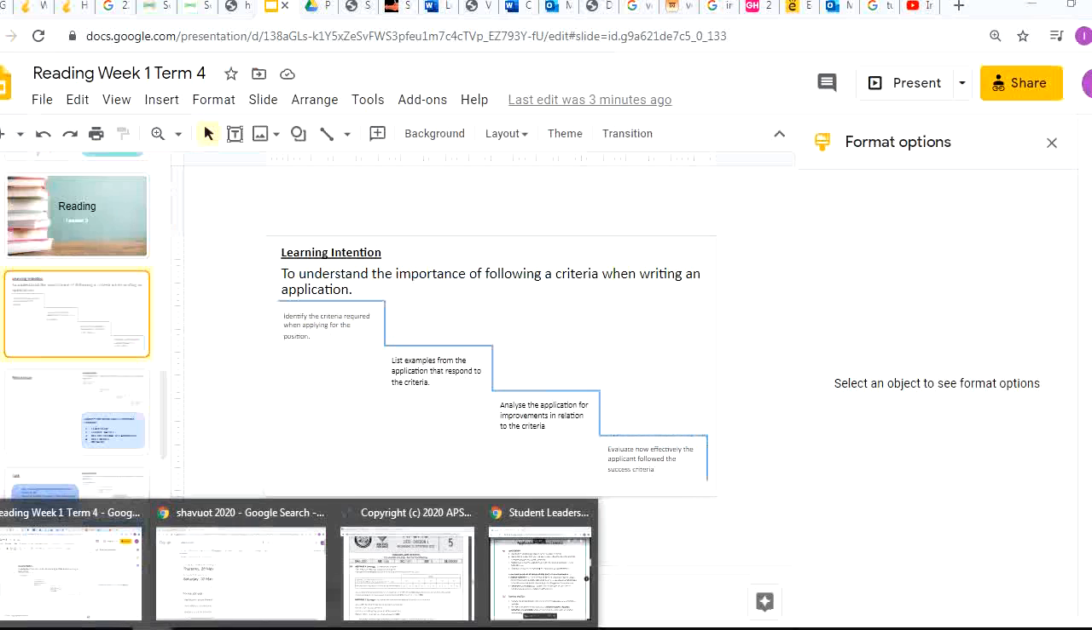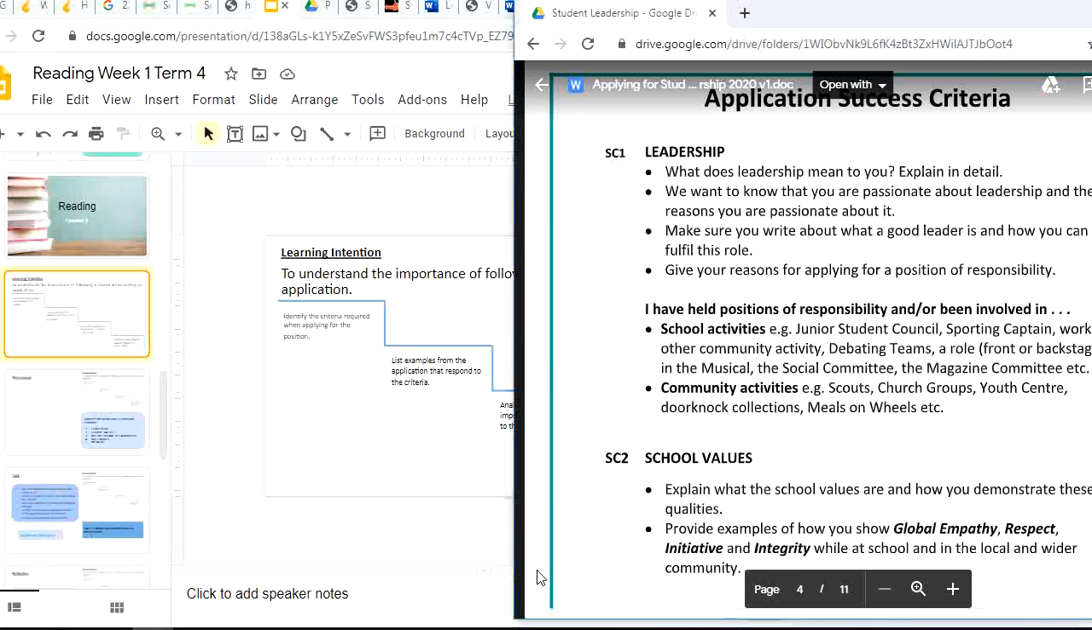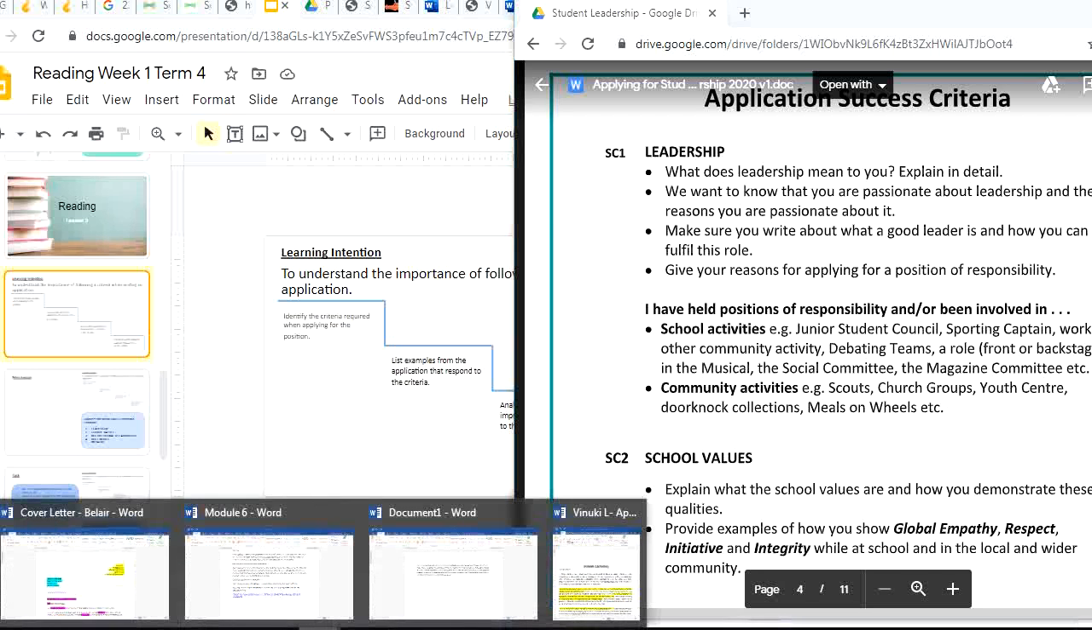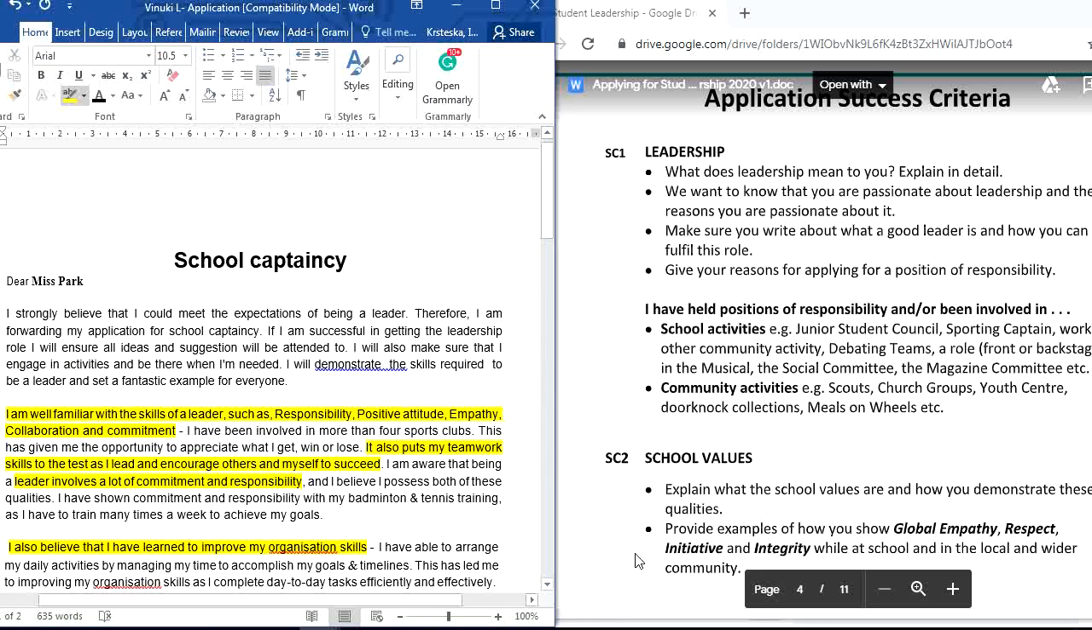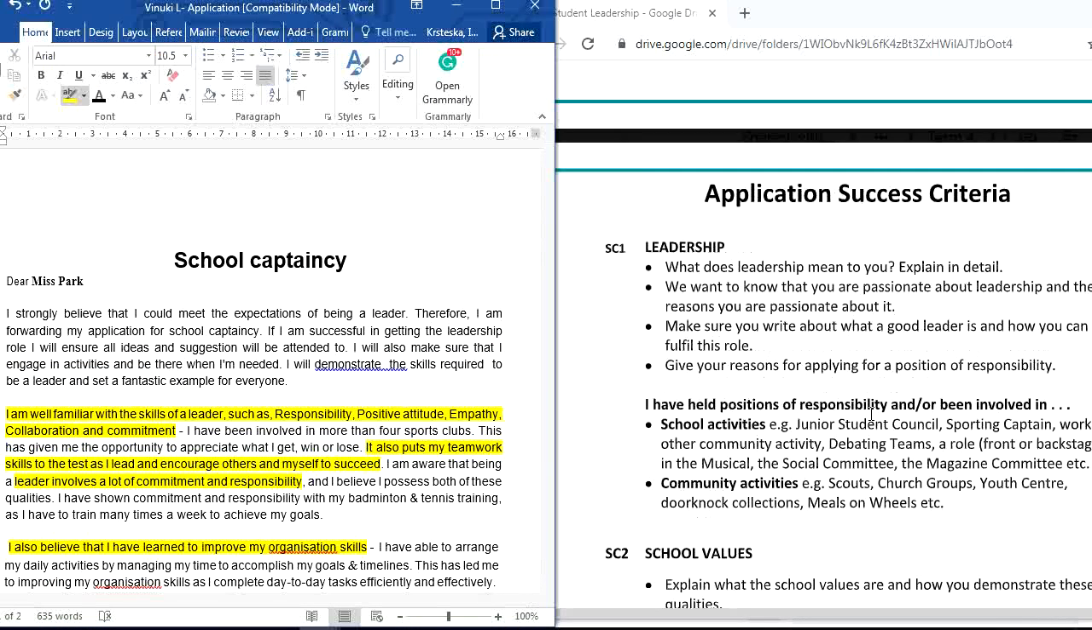So we too at Glen Waverley have a certain application success criteria that students need to follow when they submit their application. In the leadership handout document, in every success criteria section, there's a further explanation of what this means and what are the things that you could talk about.